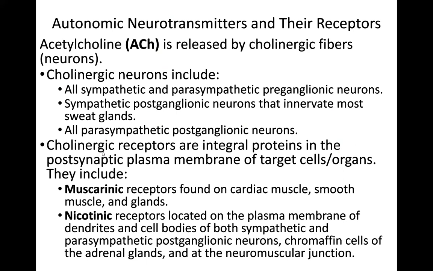Now, the receptors that receive and accept acetylcholine are called cholinergic receptors. They're integral proteins in the postsynaptic plasma membrane of target cells or target organs. And this includes muscarinic and nicotinic. Those are two types. Muscarinic, that word kind of sounds like muscle at the beginning, and that's where you find it on cardiac muscle, on smooth muscle, and then not a muscle, but what we call glands. And then nicotinic kind of sounds like the word nicotine. These receptors are found on the plasma membrane of dendrites and cell bodies of both sympathetic and parasympathetic postganglionic neurons, the chromaffin cells of the adrenal medulla, and at the neuromuscular junction.